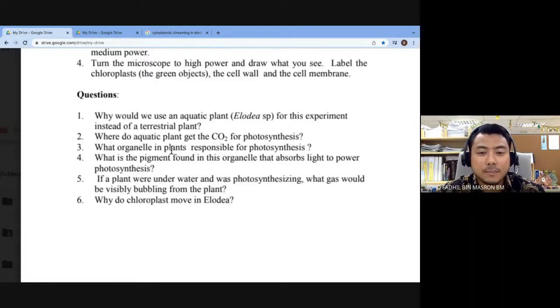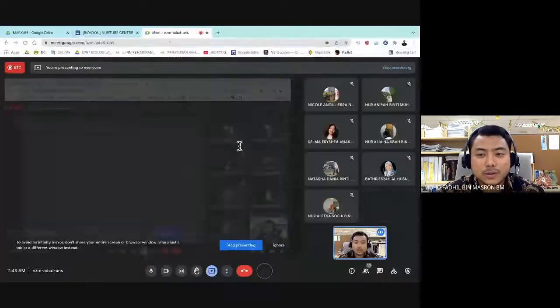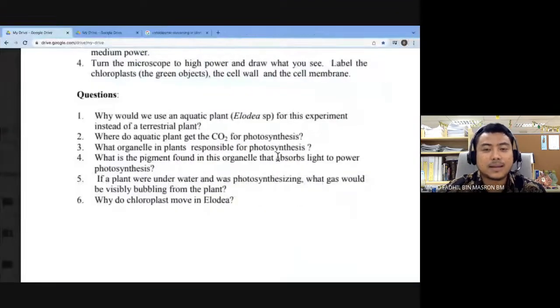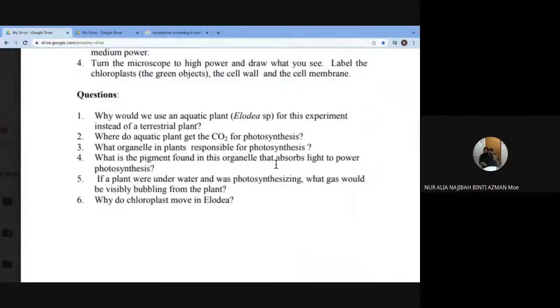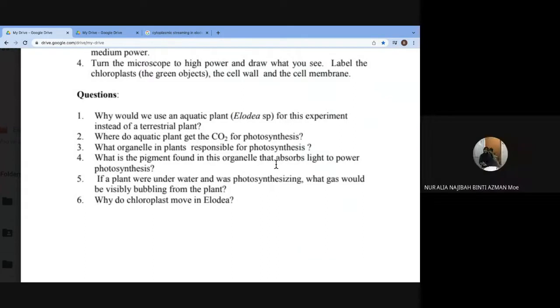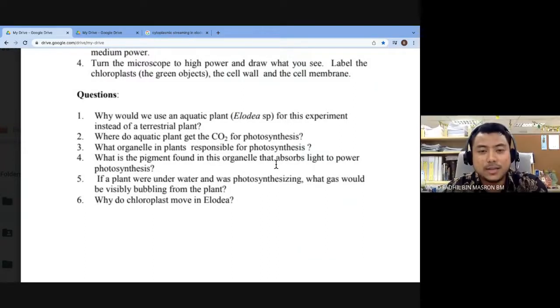What organelle in plants is responsible for photosynthesis? Tadi saya tanya Selma sudah. Alia. Yes, sir. Ya. Apa nama organel dekat dalam plant untuk fotosintesis? Chloroplast. Okay, chloroplast. Okay, you got it.